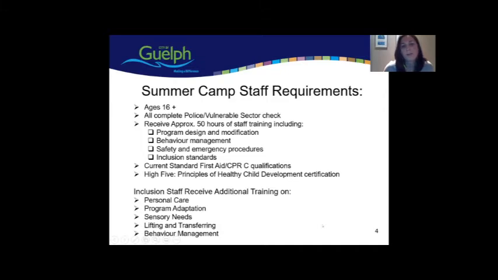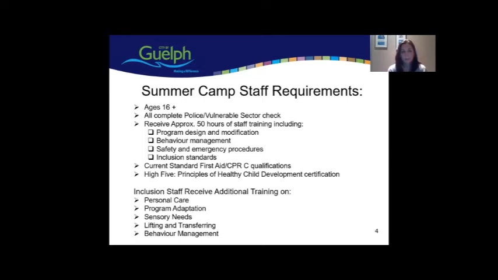Talking generally about our summer camp staff and the requirements that we have, all of our camp staff need to be ages 16 and plus, and all of them complete police and vulnerable sector checks. We also have a mandatory vaccination policy, so all staff that work at the City of Guelph need to be vaccinated.